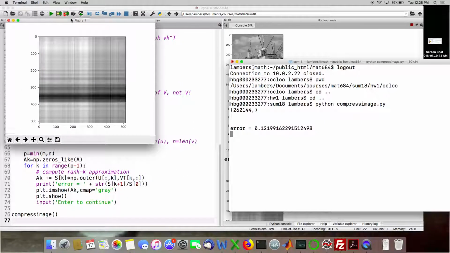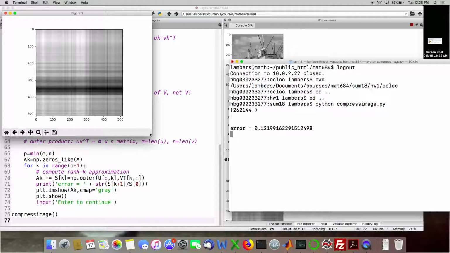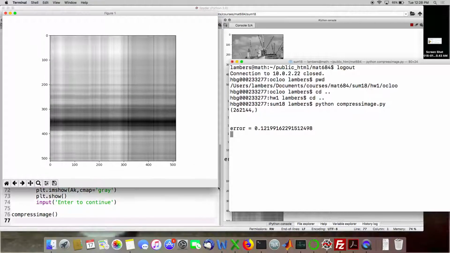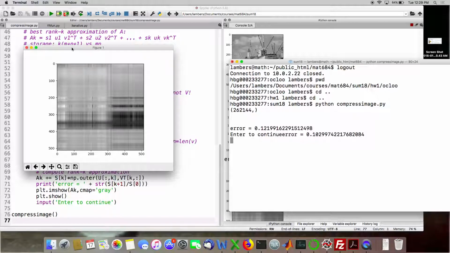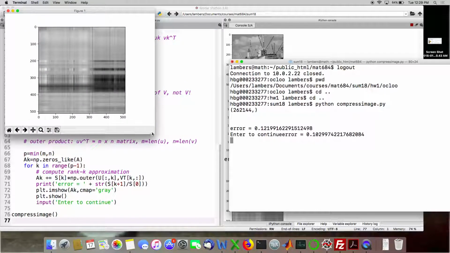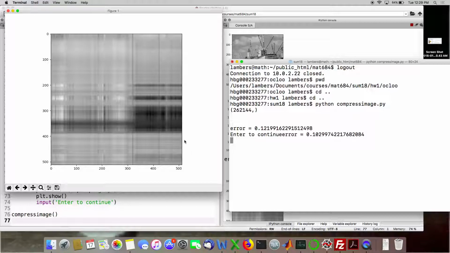So here is our rank 1 approximation. It's a bit off. I'm surprised the error is only 12%. Go figure. And I think the way this is going to work is it's going to require me to close this. Yeah, I'll have to close each one successively. So that's the rank 2. It only knocked down the error by a little bit.